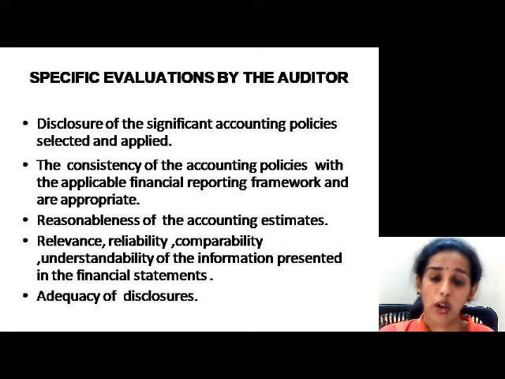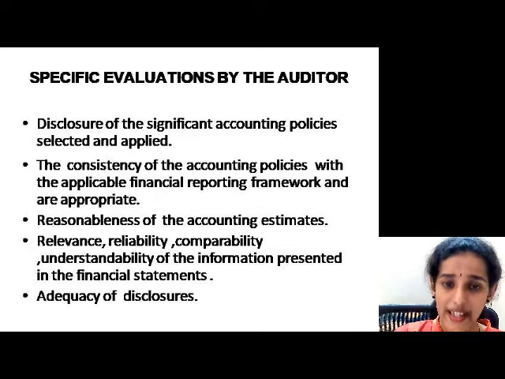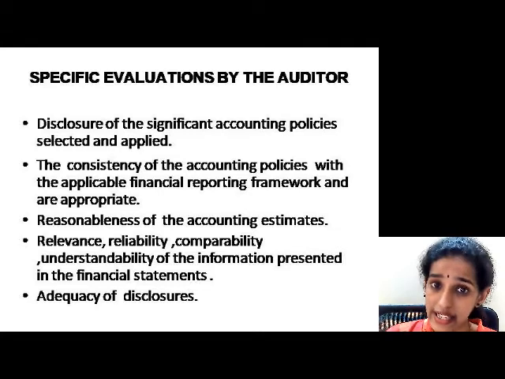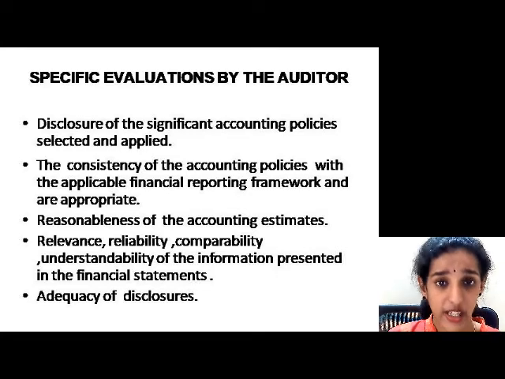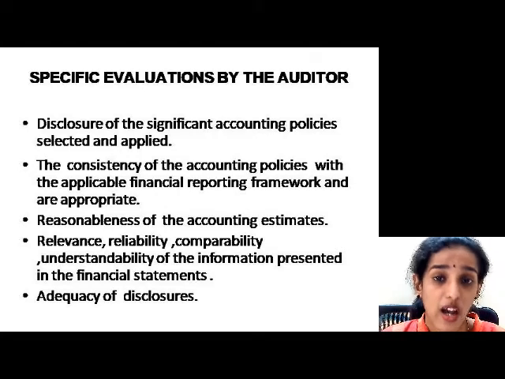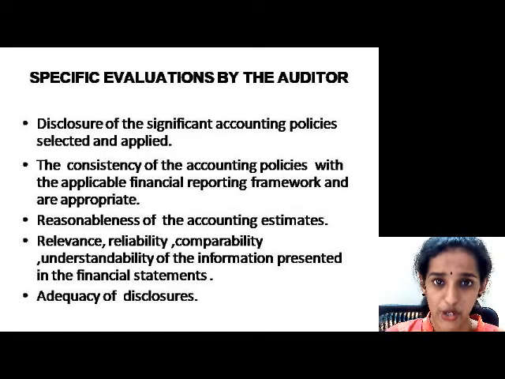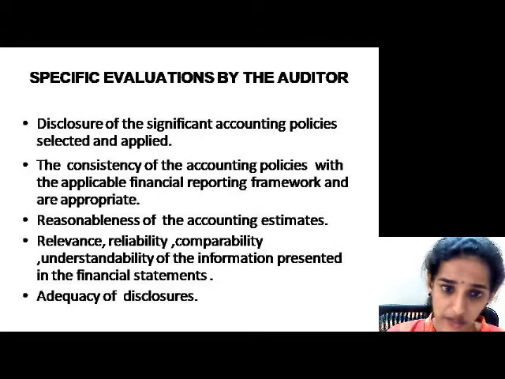Okay. So what are the evaluations that are made by the auditor? First is with respect to accounting policies. Second, accounting policies, I told you, should be applied in line with the applicable financial reporting framework. First one. Second, it is not enough that I just apply the accounting policies. It should also be disclosed properly. Disclosure of the significant accounting policies. That's the second. Third one is what? With respect to the accounting estimates. Whether the accounting estimate that is made by the management is reasonable enough or not, or whether there is any huge variation, that also has to be evaluated.